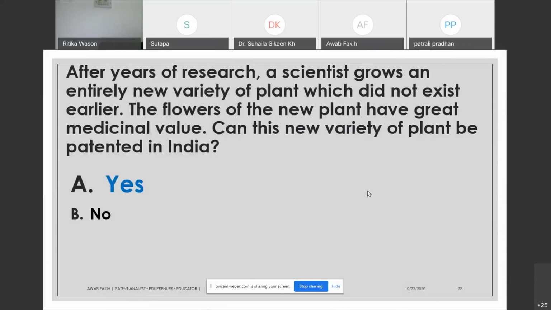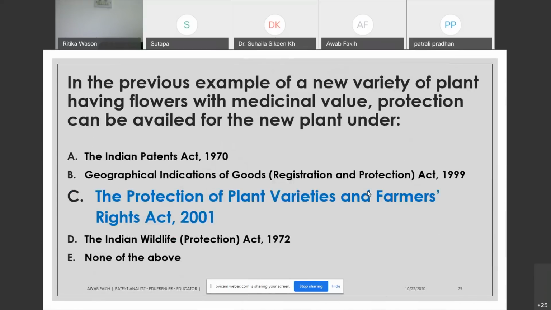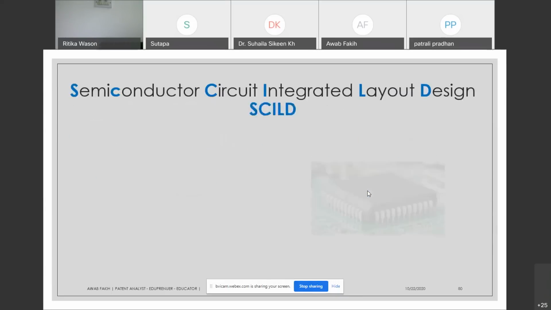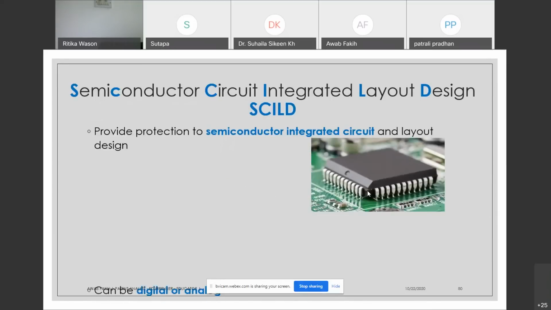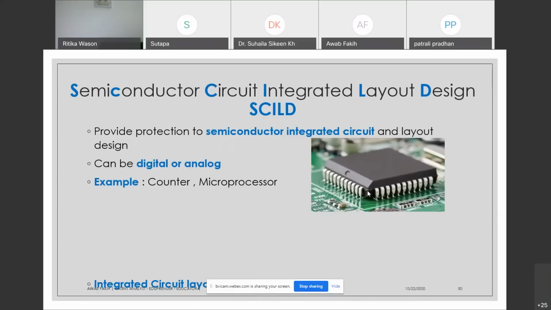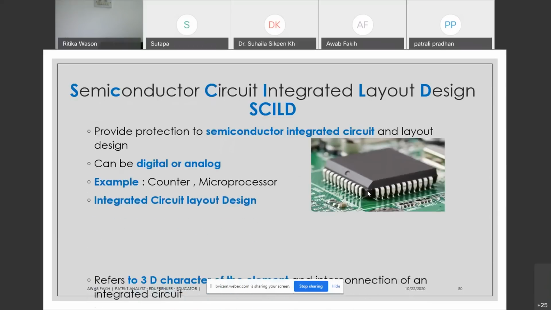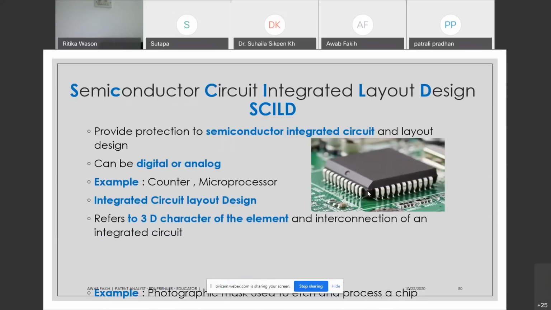So the correct answers are yes in some first case. Yes, thank you, Manzoor, Shalini, Dr. Anna, Dr. Navneet, Namrata. Thank you, Suhela. Thank you, our dearest host, Ritika ma'am. With this, we'll be going with the last type of IPR, that's our semiconductor integrated circuit layout designs. Let's go for it.